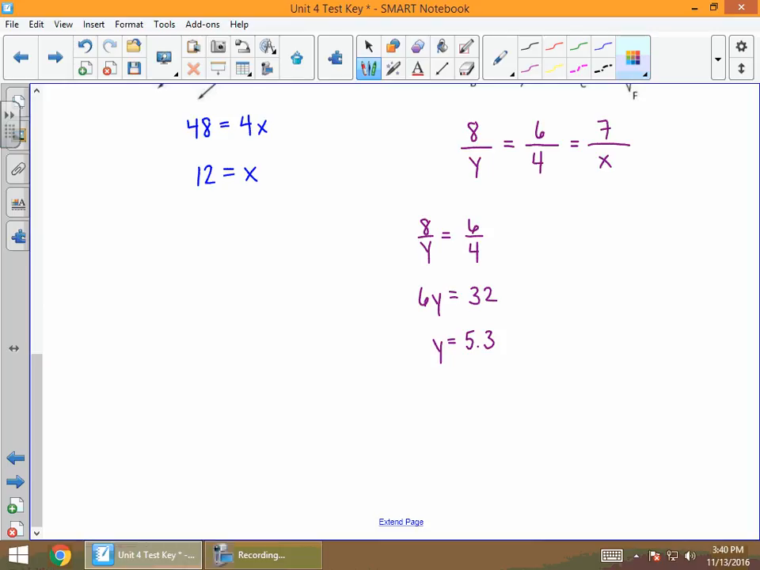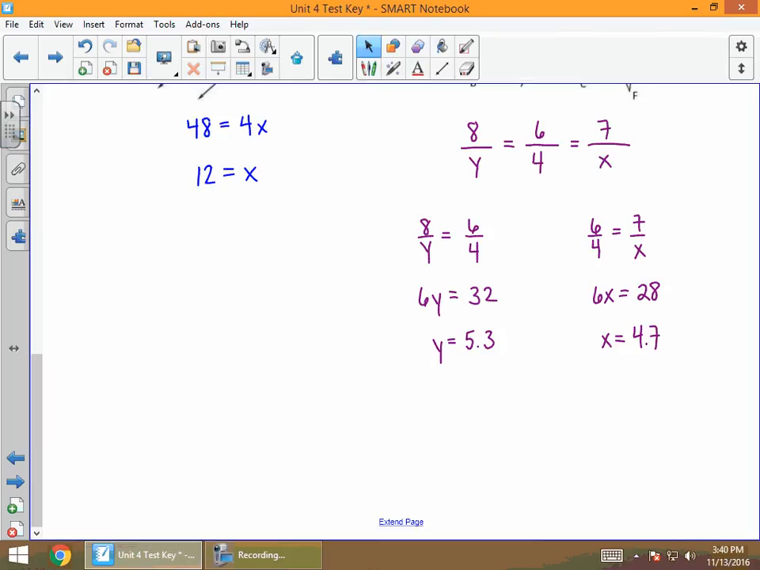In order to find x, I'll take two other fractions here, so I'll use the 6 over 4 again. I like using 6 over 4 because there's no fraction in it. This will have to equal 7 over x. So cross multiply again. 6 times x is 6x. 4 times 7 is 28. Divide both sides by 6 and round to the nearest tenth. So you should get 4.7 for x. So the 12 in part A was worth 1 point. Y equals 5.3 and x equals 4.7 are your last 2 points.